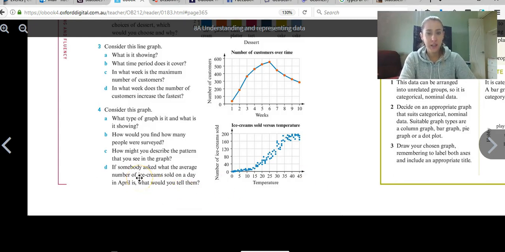If we look at this question, if somebody asked you what the average number of ice creams sold on a day in April is, what would you tell them? From this graph, can we actually tell where April fits in? Can we tell them that information? I would be saying that unfortunately from my scatter plot, that information isn't available to me because I don't know where April is. I could make an estimate based on the temperature, but again, that's not accurate. That's not what my graph is telling me. So I can't use this graph to supply that information.